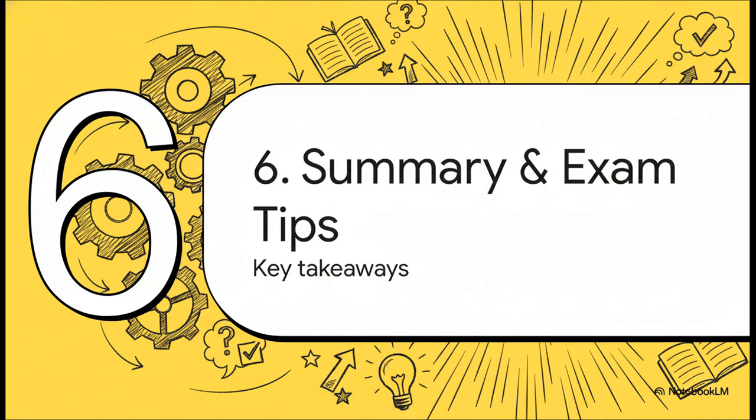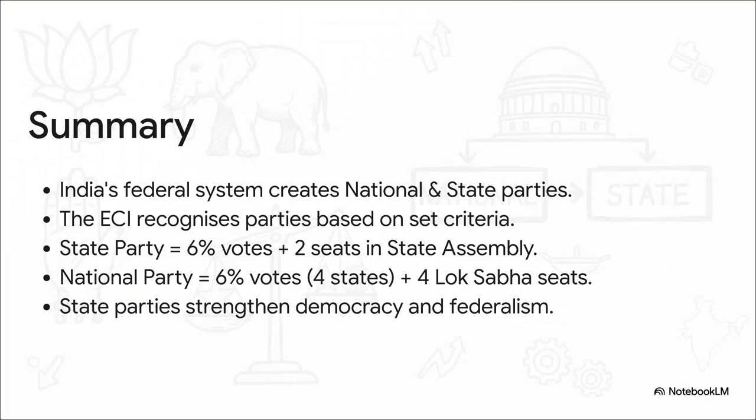Okay, so let's do a quick summary of everything we've learned. And after that, I'll give you some simple tips to help you write excellent answers on this topic in your exams. So, here are the main takeaways. Our federal system is why we have both national and state parties. The Election Commission is the one who recognizes them based on clear rules about votes and seats. And remember, state parties are very important because they make sure regional voices are part of our democracy. This is a great slide to come back to for a quick revision.